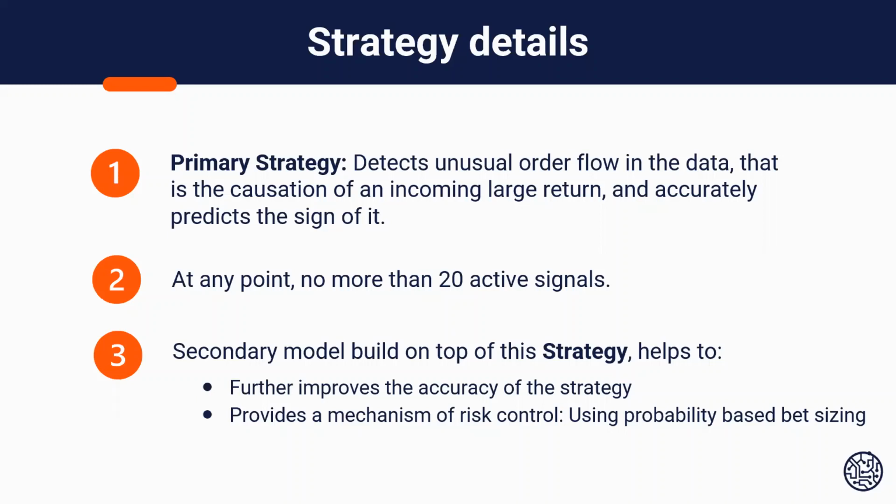Now the secondary model helps us improve the accuracy of the strategy. So the way we remove the low probability trades helps us have a higher confidence strategy. Also, using the probability, we can change the risk appetite. So if you have a high probability signal, that can be allocated much higher risk compared to a low probability signal. Next slide, please.